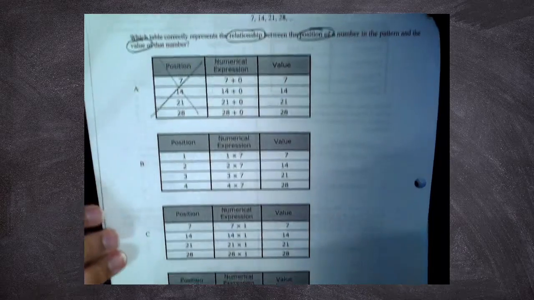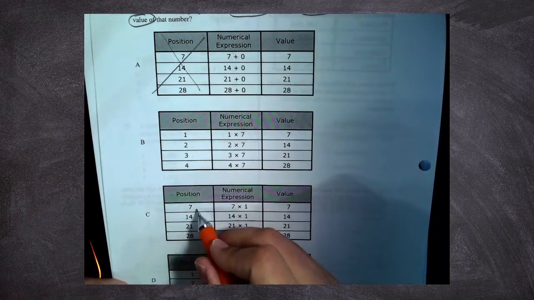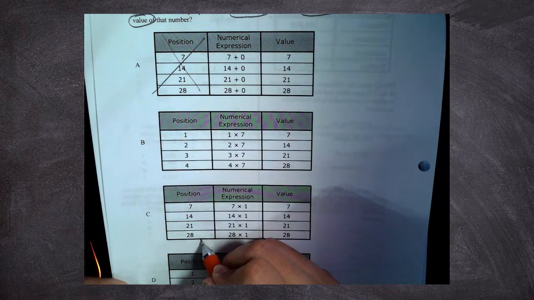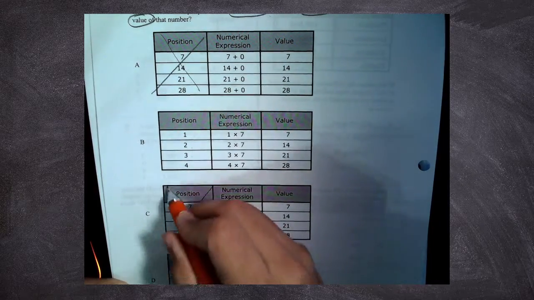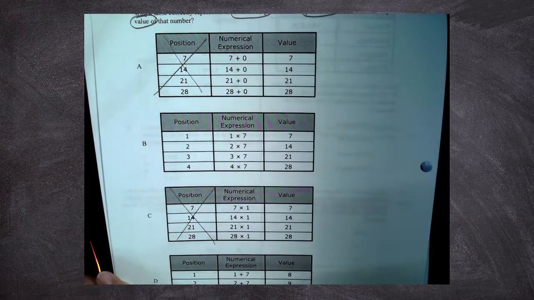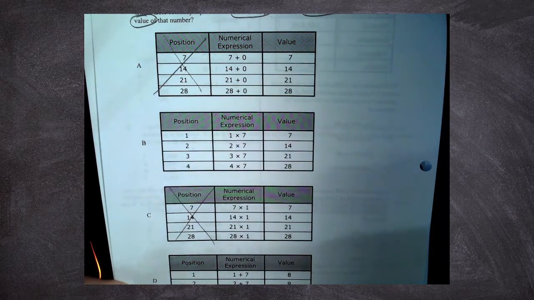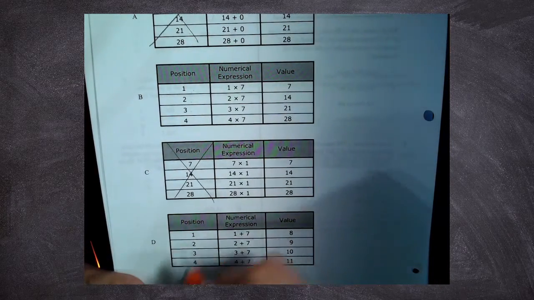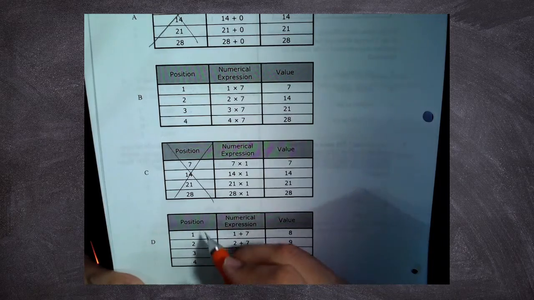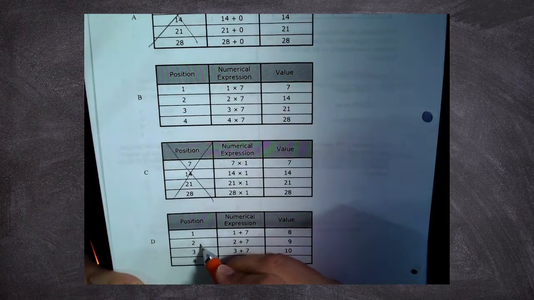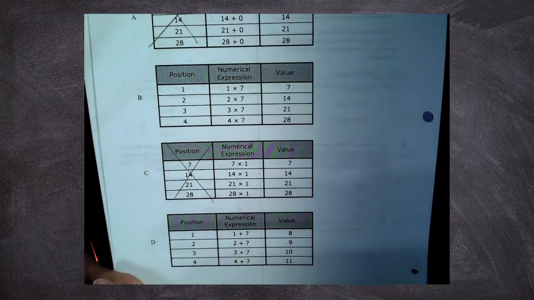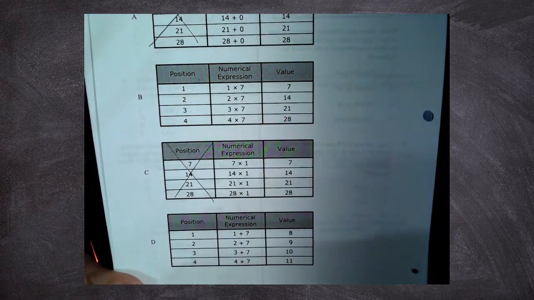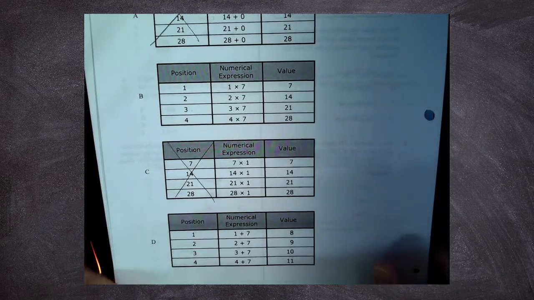Answer choice C, position 7, 14, 21, 28. Those are not positions. Or at least those are not my positions. My positions are 1, 2, 3, 4. I can cross out answer choice C. And answer choice D, position 1, 2, 3, 4. Okay, I've got 2 answer choices that are good. Well, good so far.